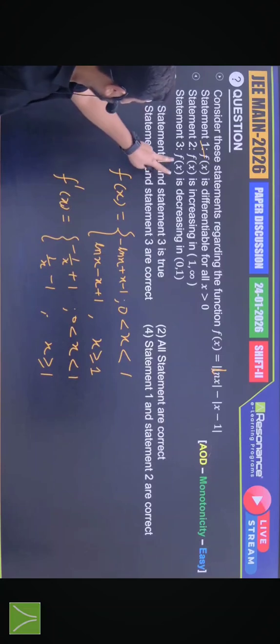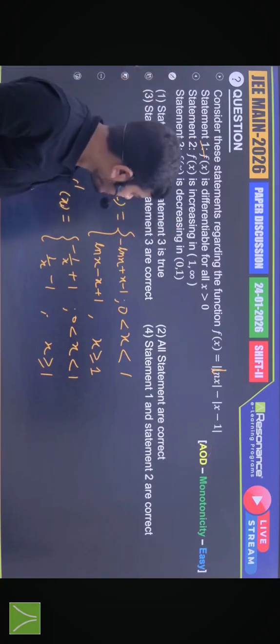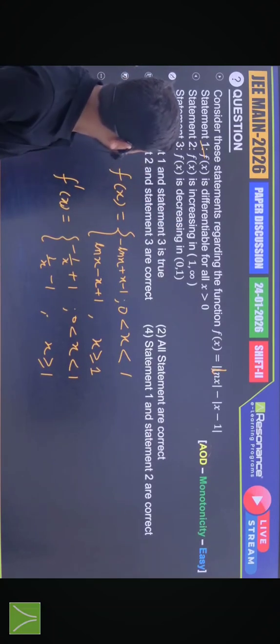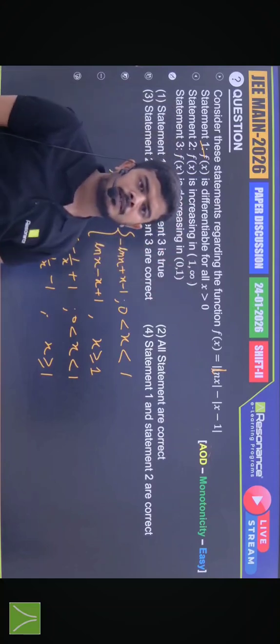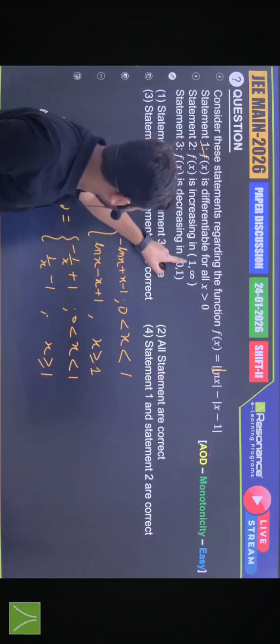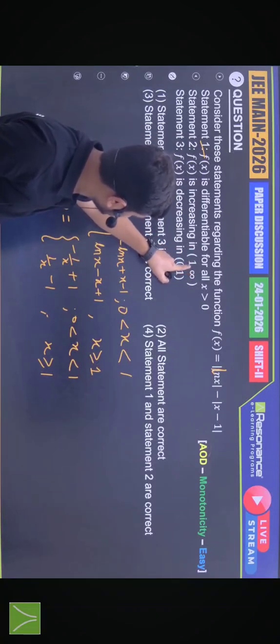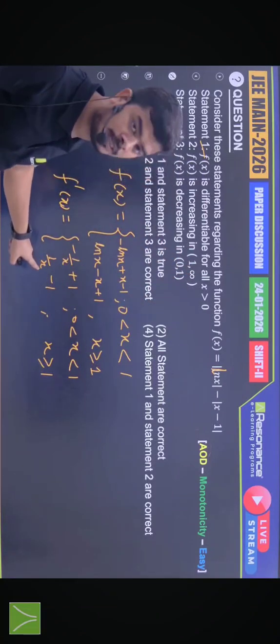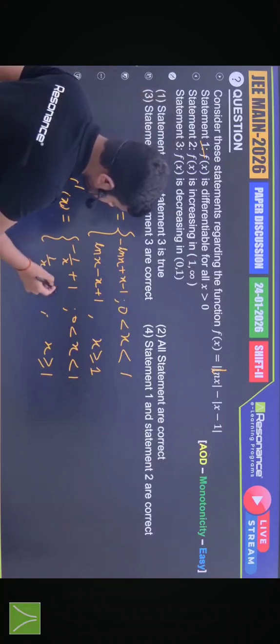Second, increasing decreasing you have to check. So how to check increasing decreasing? If a function is increasing in any interval, then f dash x is positive, right? So for 1 to infinity, for more than 1, if you put any value more than 1, you will get negative here, this portion.